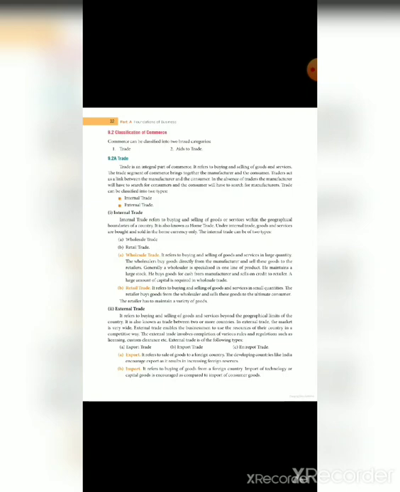First is export trade, B is import trade, and C is interport trade. So what is export? It refers to sale of goods to a foreign country. The developing countries like India increase export as it results in increasing foreign reserves.